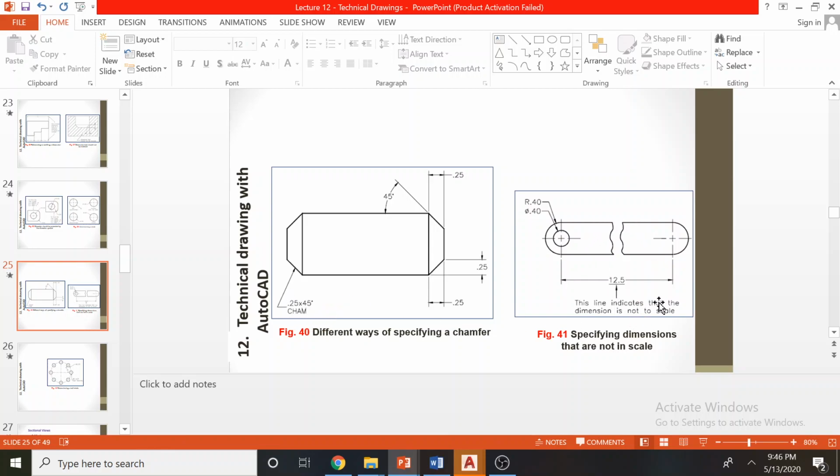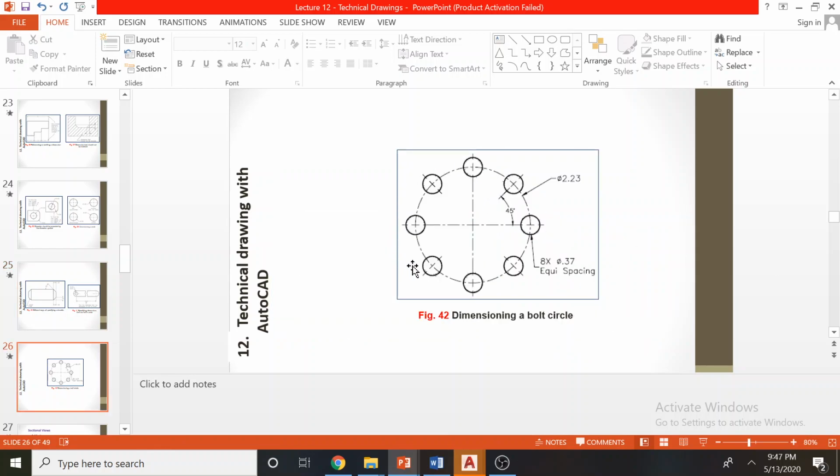And when it comes to drawings not according to scale, you can have the underline, which indicates that when you measure from there to there, that 12.5 is not there. So 12.5 is not coming from a ruler. So these can be measured from a ruler, but 12.5 cannot be measured from a ruler in an actual hard copy.